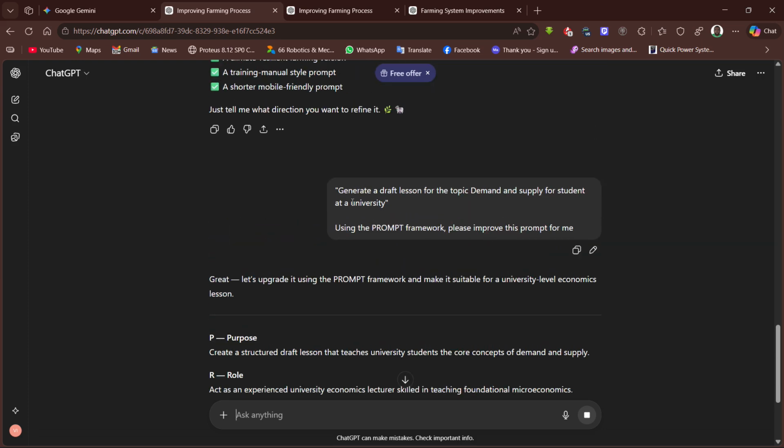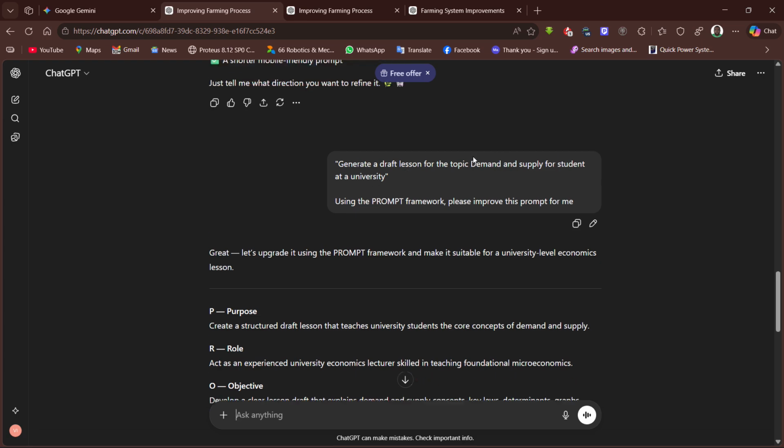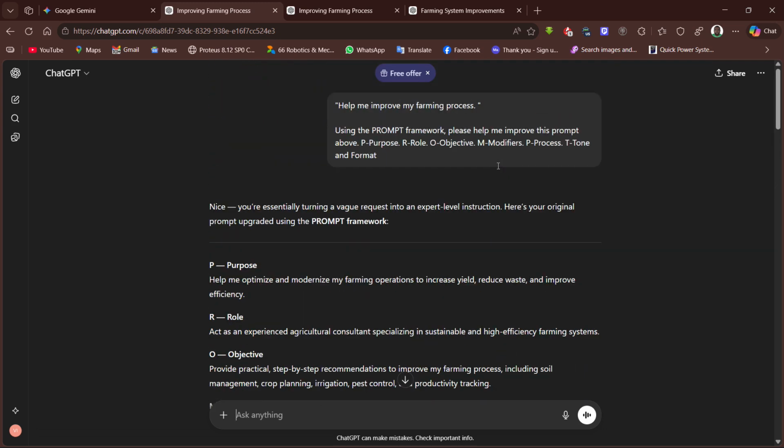So it says, generate a draft lesson for the topic demand and supply for students at the university level. So we are going to see, using the prompt framework, improve this prompt for me. The reason why I can say using the prompt framework without defining it here is because at the beginning I had already defined the prompt framework from the first prompt, so it's part of this chat, so I don't need to define it again.